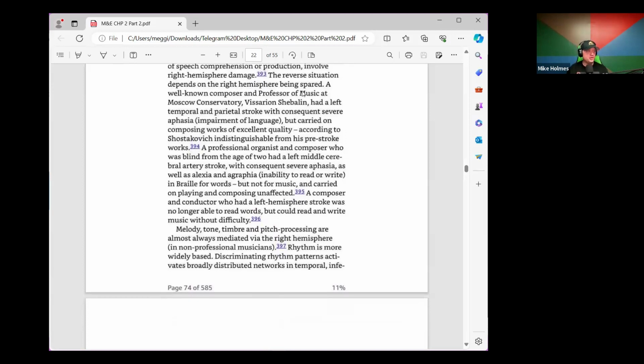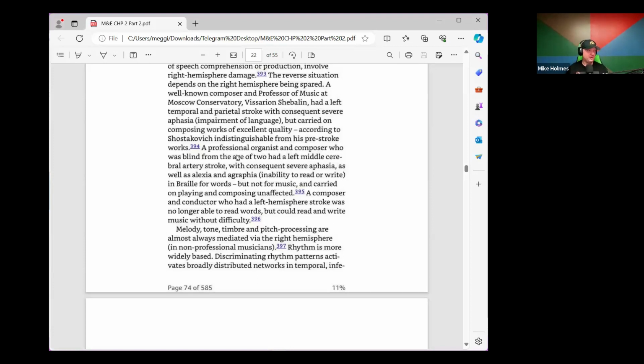A well-known composer and a professor of music at Moscow Conservatory, Vissarion Shabalin, had a left temporal and parietal stroke with consequent severe aphasia, impairment of language, but carried on composing works of excellent quality. According to Shostakovich, indistinguishable from his pre-stroke works, which I find amazing.